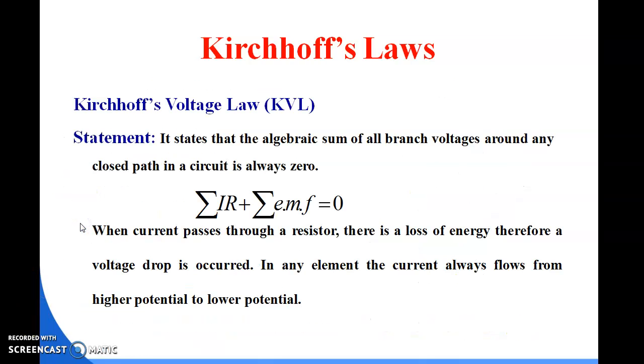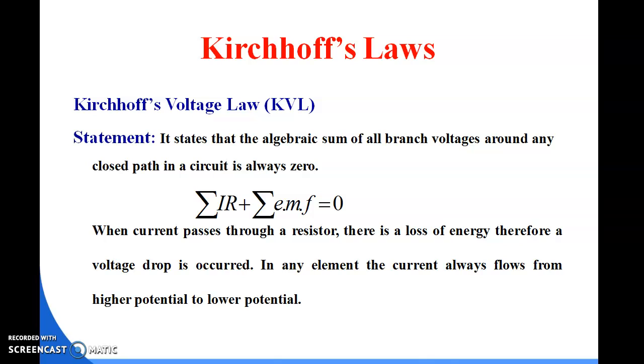Then comes Kirchhoff's voltage law. KVL stands for Kirchhoff's voltage law. Its definition is: it states that the algebraic sum of all branch voltages around any closed path in a circuit is always 0. That means, according to this law, the algebraic sum of voltage in any closed path of a network is 0.